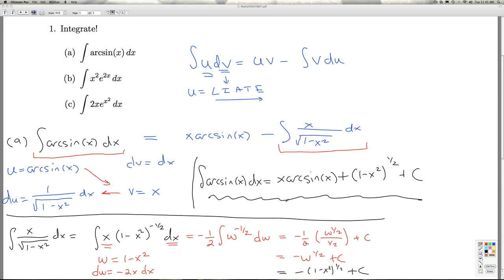Okay, now we can check the answer by taking the derivative, and remember, anytime you use integration by parts to find an integral, the derivative is going to involve the product rule. Okay, so that'll do it for part A.